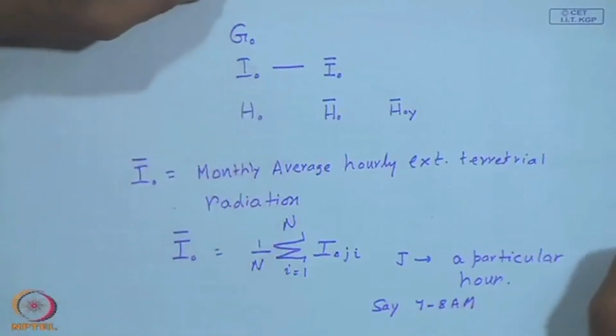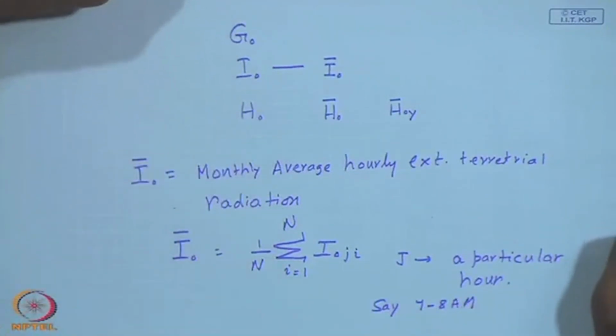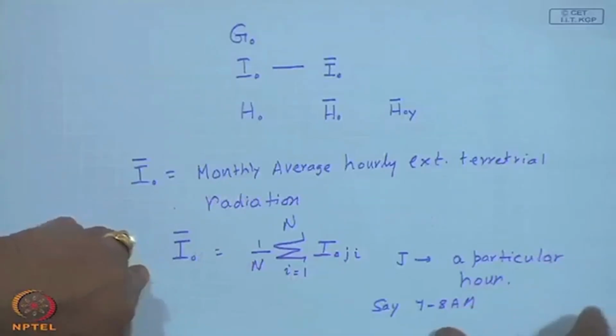So, it is the average of all the 30 days for a particular hour. It is not that the day's value is divided by the number of hours, but I take what is the extraterrestrial value from 7 to 8 of all the 30 days and then find out what is the average of that. There is a purpose.